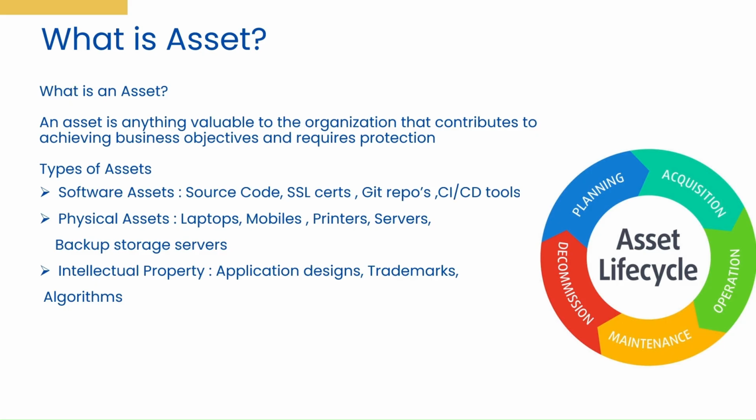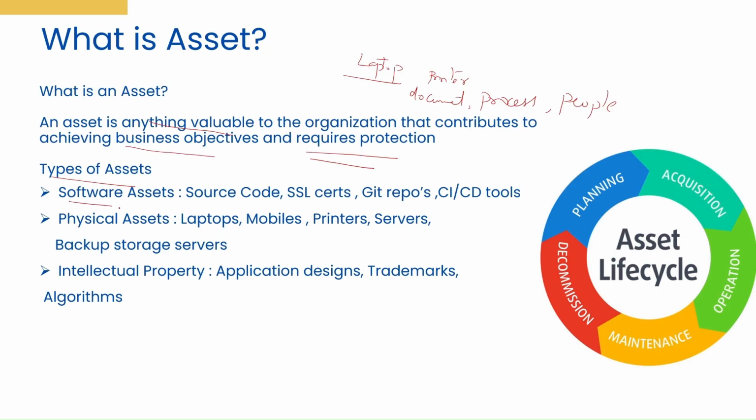What is an asset? An asset is anything valuable to the organization that contributes to achieving its business objectives and which requires protection. For example, your laptop is an asset because you're using that to achieve your business objectives, right? Your printer is an asset. Any documents, any processes, even people for that matter are assets to an organization. There are many types of assets, okay?